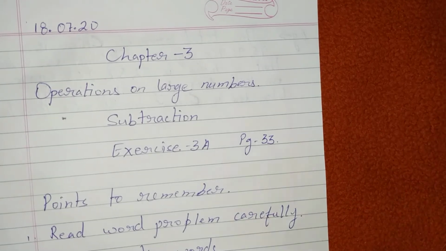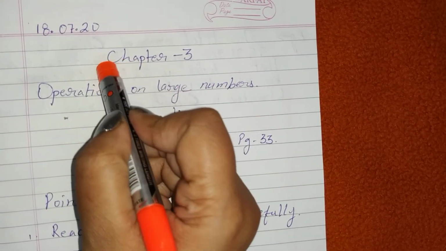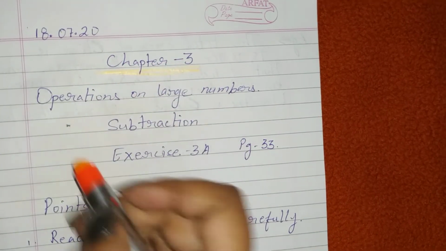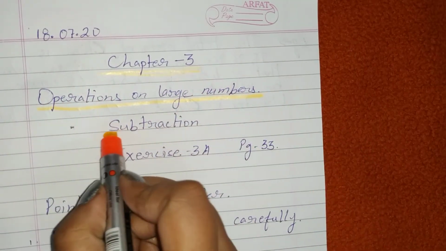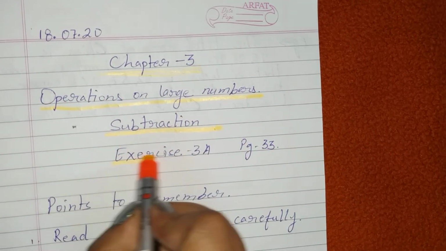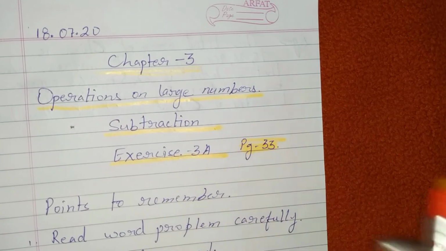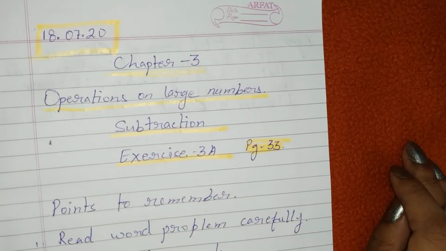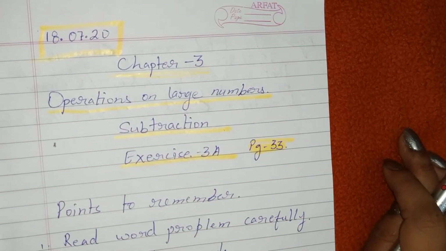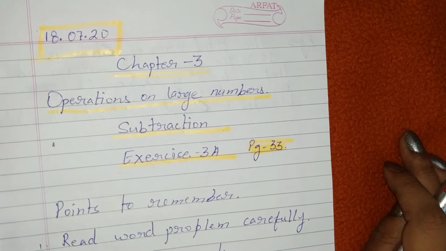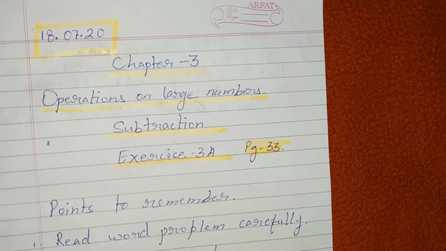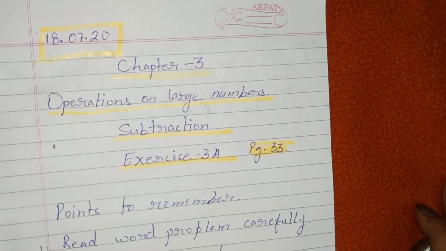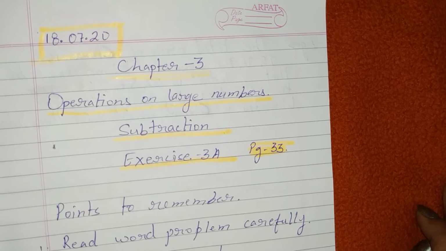So children, we are on chapter 3, operation on large numbers, and we are doing subtraction in exercise 3A, page number 33. In our previous class we have learnt how to do subtraction. So children, now let's move to the next step, that is word problems on subtraction. Today we will start with word problems of subtraction.